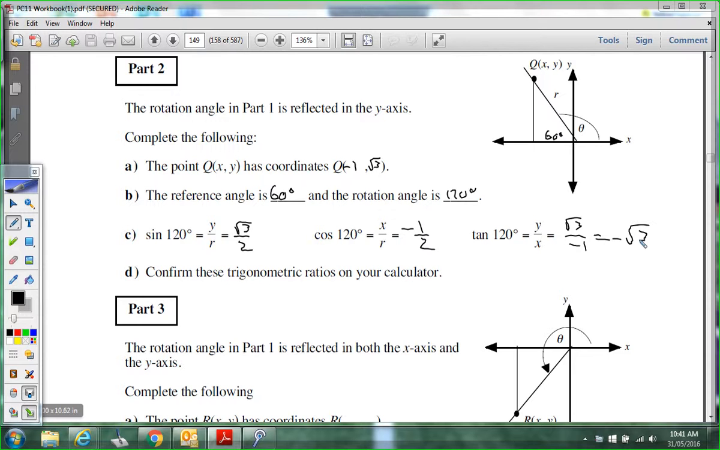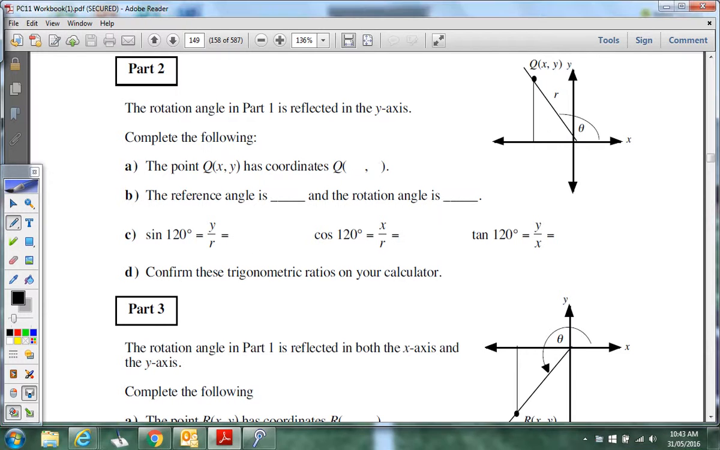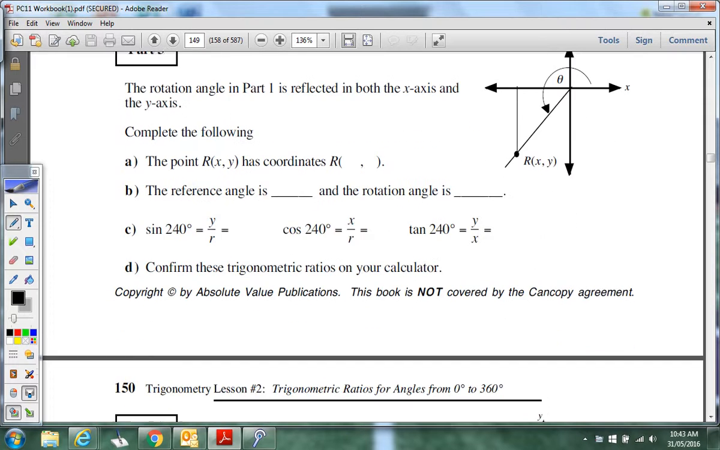Okay, so what we just figured out so far is that in this one, everything was positive, right? In this one, everything's negative except for sine. These two are negative. Okay? All right, so now confirm these trigonometry with your calculator. In your calculator, you can do sine of 120. It'll give you a decimal. And then you can do this, and it'll be the same decimal. They're equivalent. Okay? They're equivalent ratios. All right, so we're going to do part 3 now. You can check those later if you'd like. All right, so part 3.